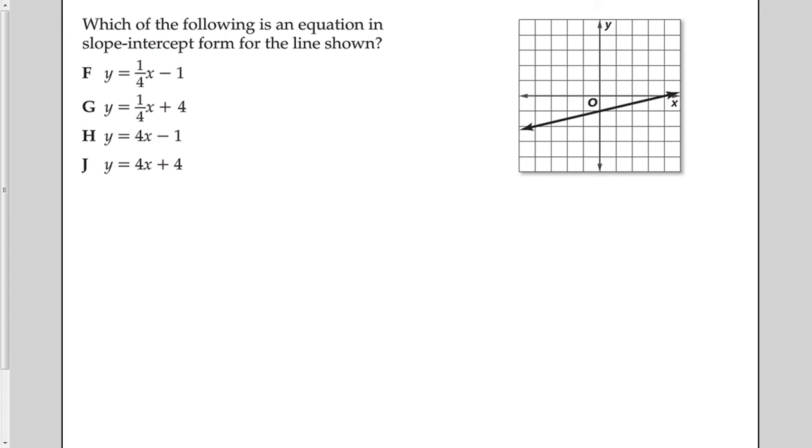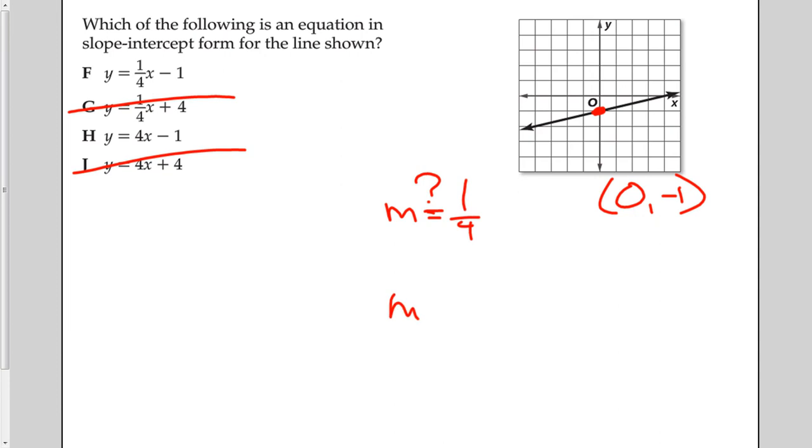So in this case, it says, which of the following is an equation in slope-intercept form for the line shown? When tackling a problem like this, it's very important to recognize where your y-intercept is if it's given to you. That helps you figure out most of the problems when you start. So, my y-intercept, based on this graph, is at (0, -1). Well, right then and there, that eliminates 2 of my possible choices. And the 2 possible choices that I now have are 1/4 for my slope, or 4 for my slope. And that's really 4 over 1.